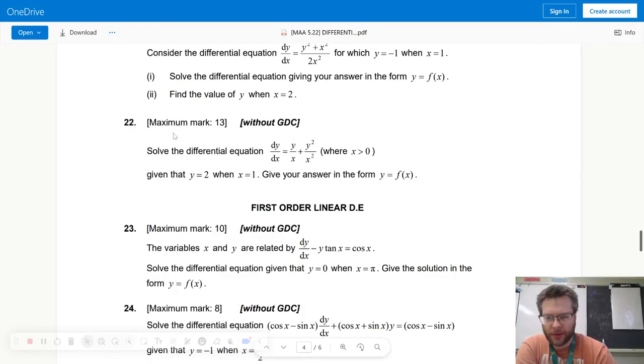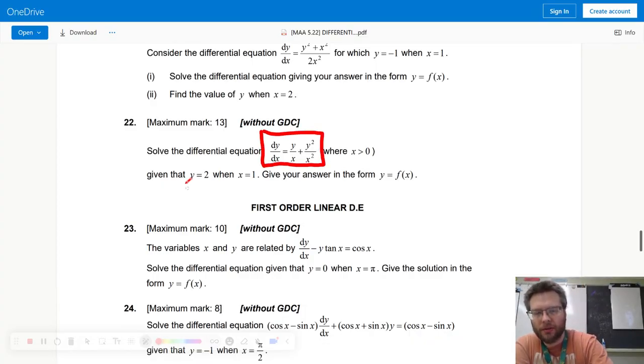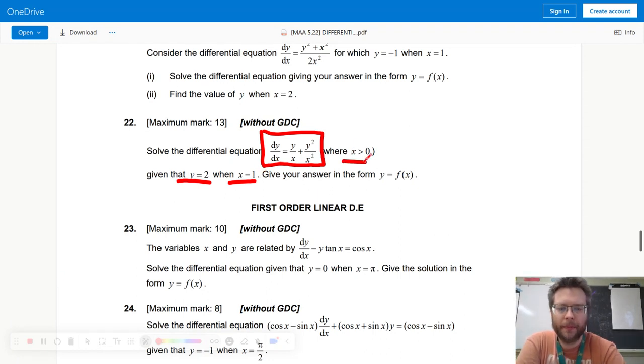This is number 22. Real nasty looking problem, allegedly 13 marks. So you know there's going to be kind of a lot going on there. We've got this differential equation, we've got this initial condition, we're also told that x is positive.